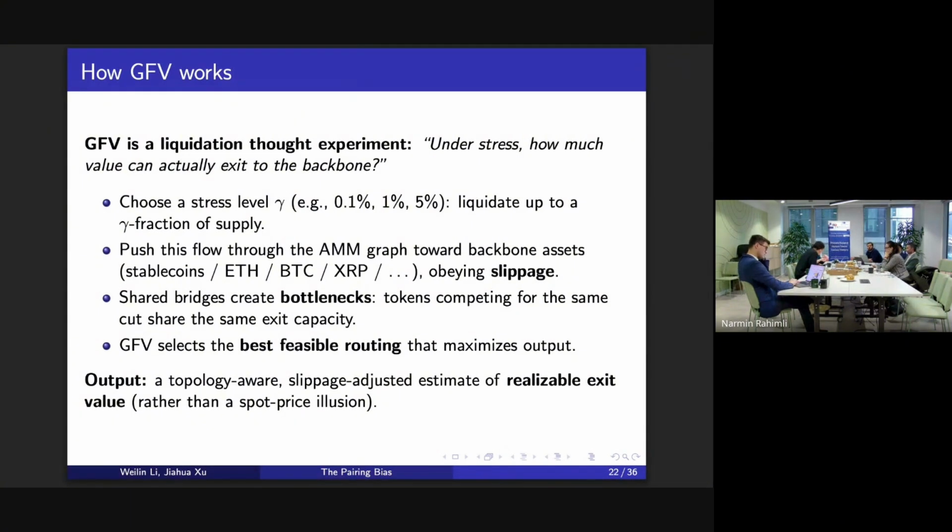And last, like the very first presentation on the XRP routing, we want to find the best feasible routing. We don't want to sell everything on a single pool and then exit. That is not a robust valuation, because the pool can be arbitrary. So the output will be topology aware, because it knows the structure of the markets, and slippage adjusted, because it really executes the swaps. So that will be the realizable executable value.